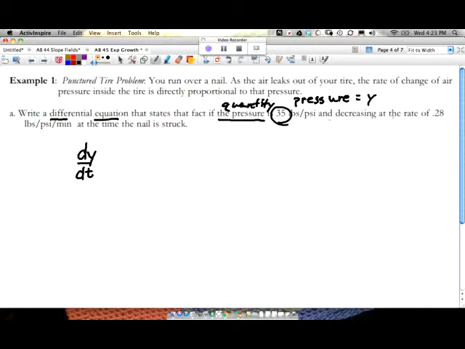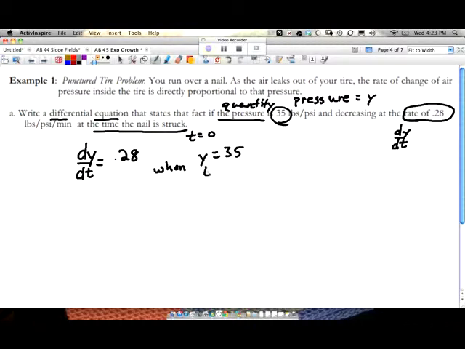Okay, and that's 35. And it's decreasing at a rate of 0.28 pounds per square inch per minute at the time the nail is struck. So wait a second, you put a nail in a tire, so that's the time the nail is struck, that's the beginning, that's like t equals 0 there. And right here, a rate of 0.28, that's saying that dy/dt is 0.28. So dy/dt equals 0.28 when y equals 35 and t equals 0.